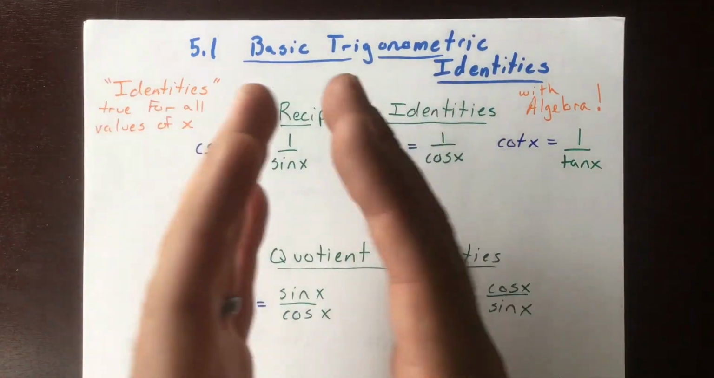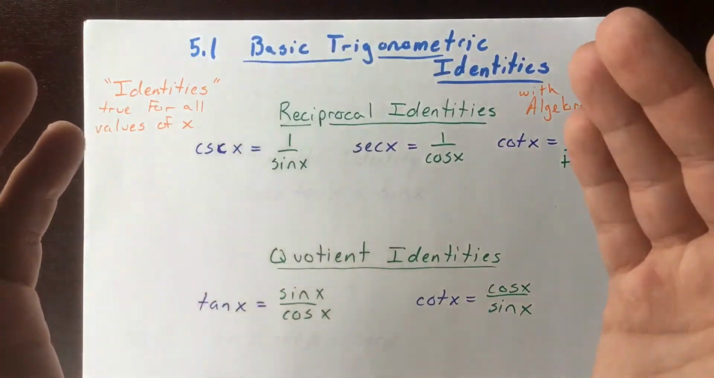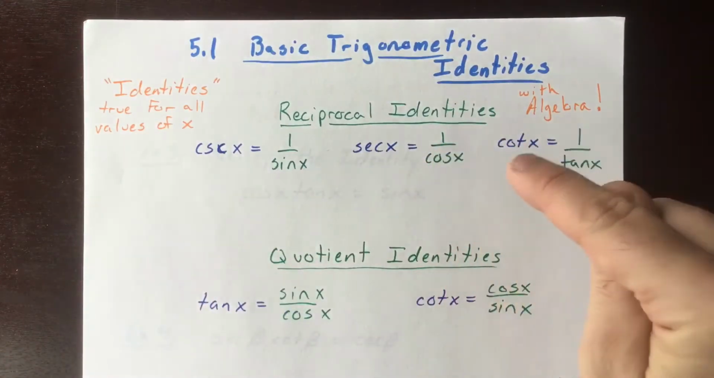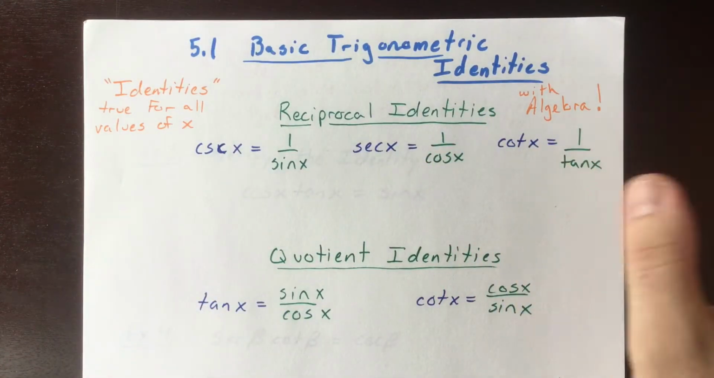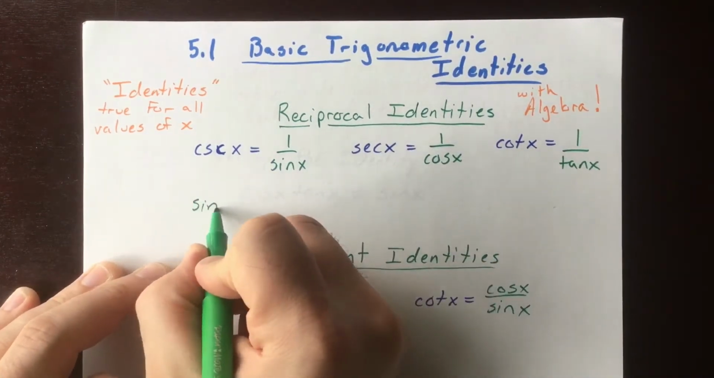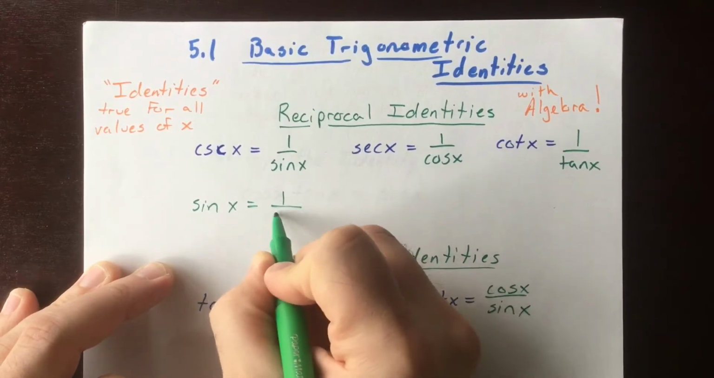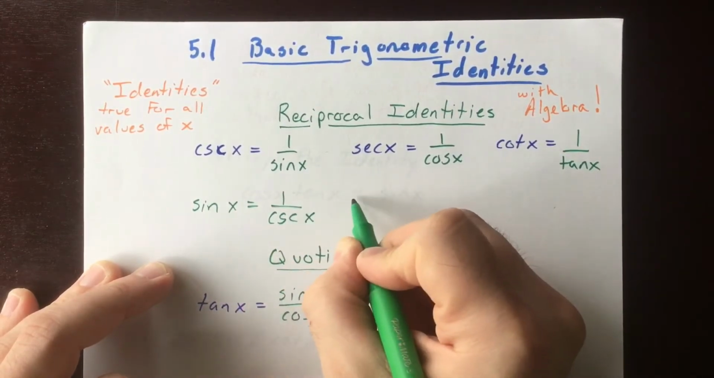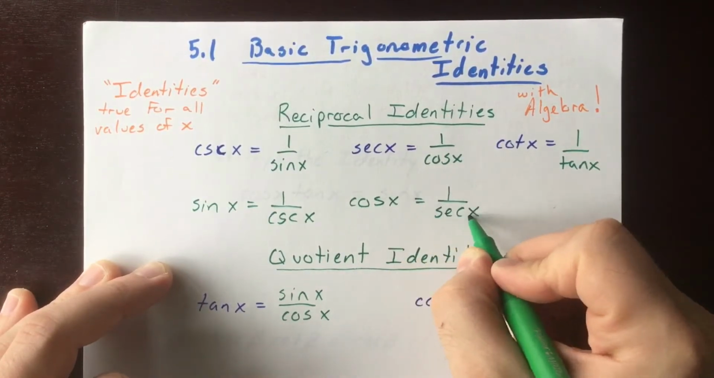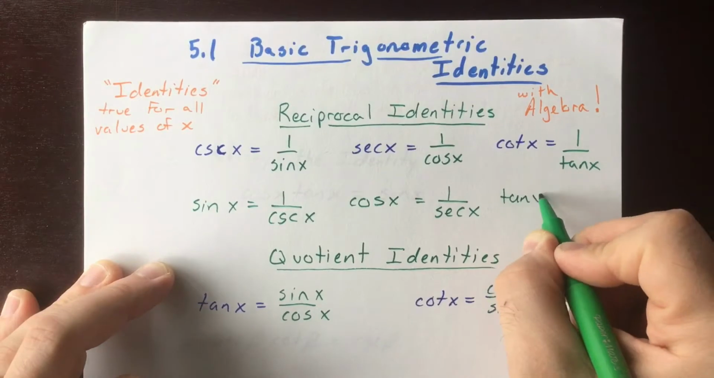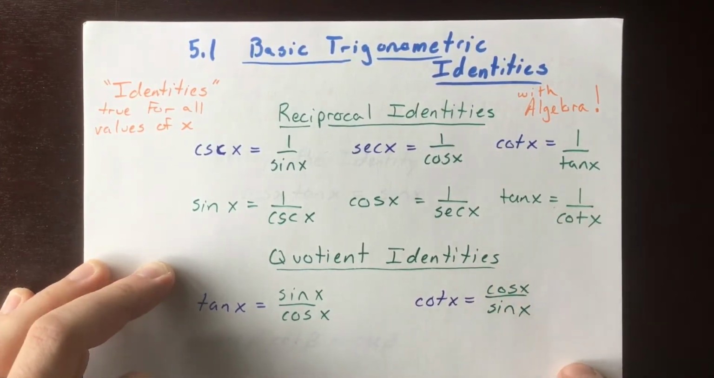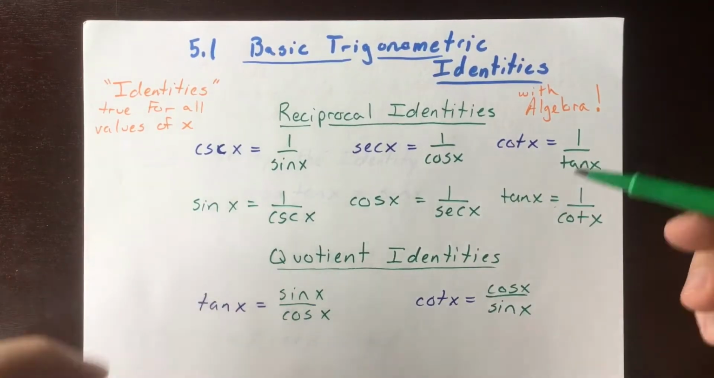Okay? So we should know these already. So the reciprocal identities. Cosecant of x is 1 over sine of x. Secant of x is 1 over cosine of x. Cotangent is 1 over tangent. And with those three, we could also write that sine of x is 1 over cosecant of x, that cosine of x is 1 over secant of x, and that tangent of x is 1 over cotangent of x. So those are just an extension off of the basic three.